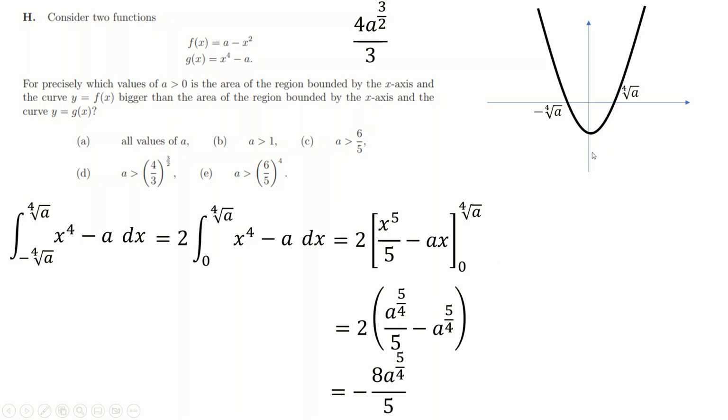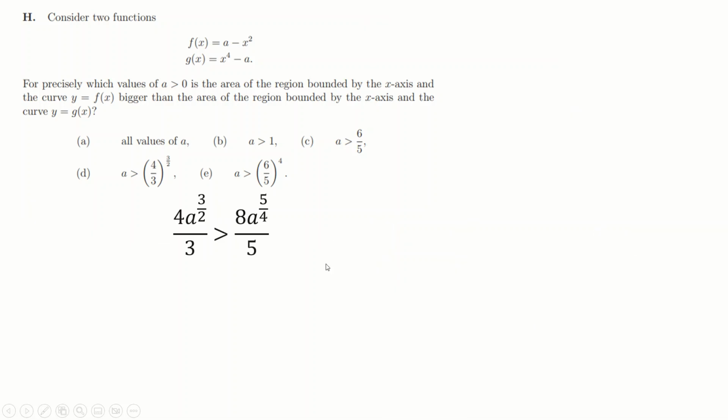And the reason the answer is negative, of course, is because it's below the x-axis. And I don't care about the negative here. I'm just going to change it to a positive because we're talking about total area, not the actual integral value. And I want this area to be bigger than this area. So I'm just going to set that one bigger than this one. And I'm going to solve this for a. So that's what I'm looking at.